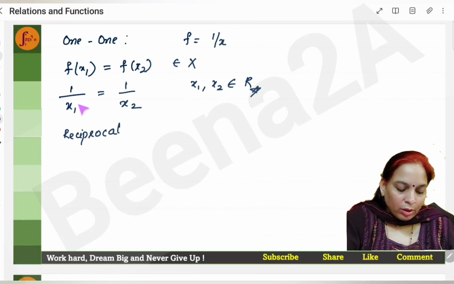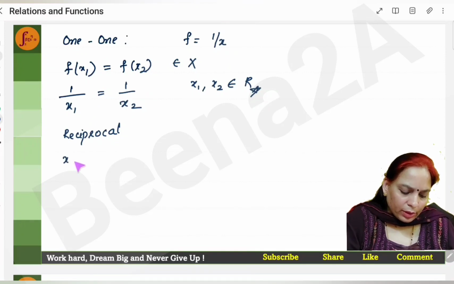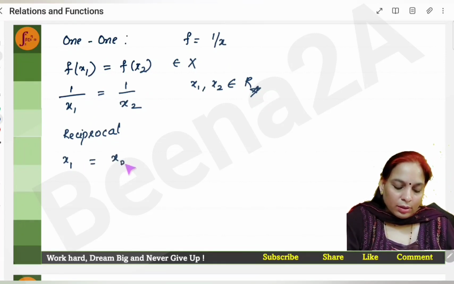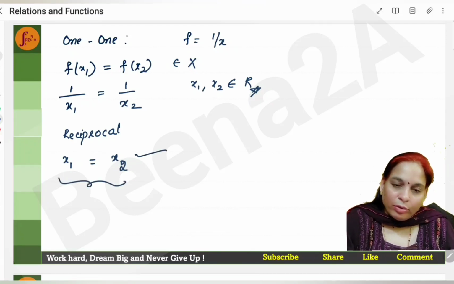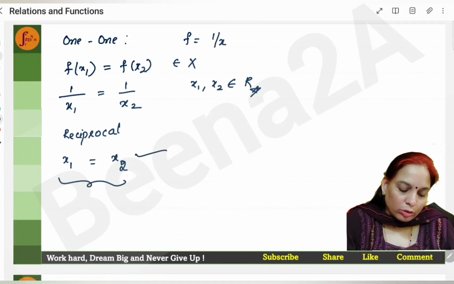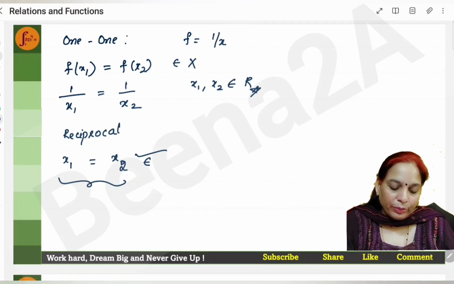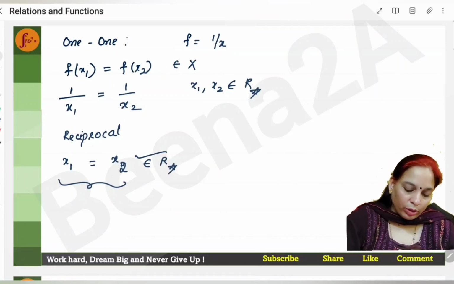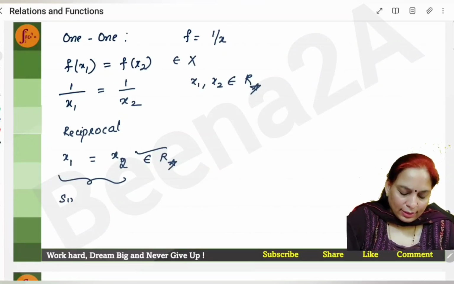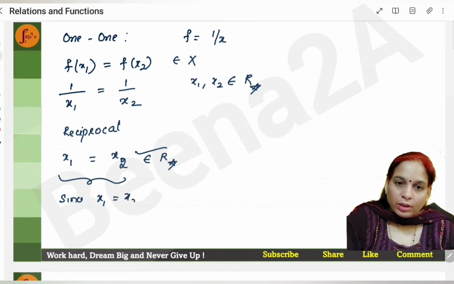If I take reciprocal on both the sides, what will happen? It will be x1 is equal to x2, right? Anytime you get x1 is equal to x2, you also have to check if this belongs to the real numbers. So since x1 is equal to x2, we can call this function 1 to 1.